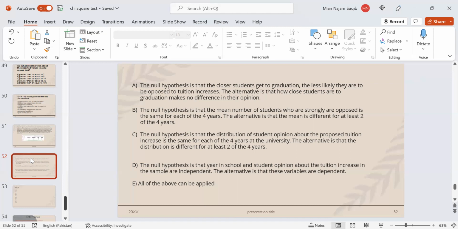Option C is that the null hypothesis is that the distribution of student opinion about the proposed tuition increase is the same for each of the 4 years of university, and the alternative is that the distribution is different for at least 2 of the 4 years. Option D. The null hypothesis is that the year in school and the student opinion about tuition increase in the sample are independent. The alternative is that these variables are dependent. And E, all of the above can be applied. The answer is going to be C, sorry.